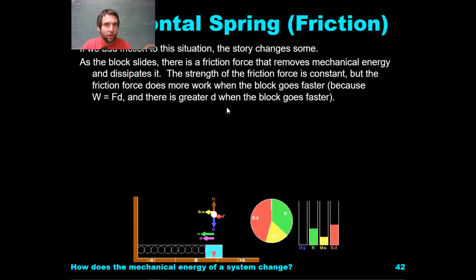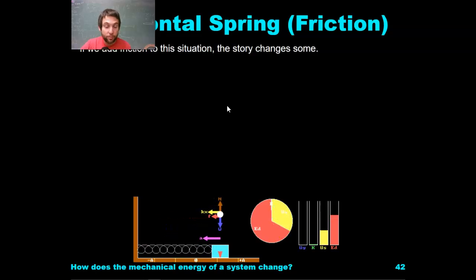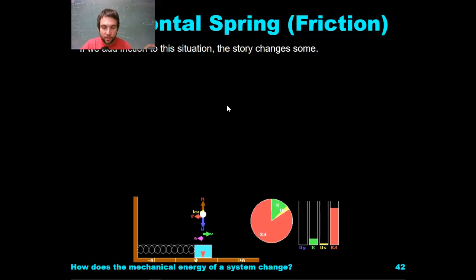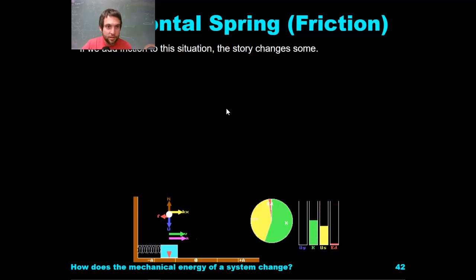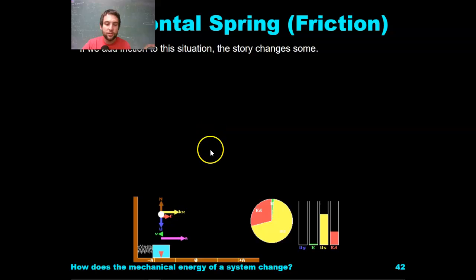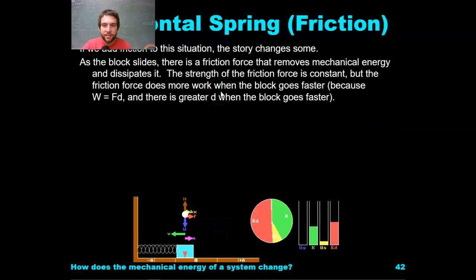By now, I'm hoping you can already predict what's going to happen to the total mechanical energy. It should be decreasing because friction is doing negative work to slow it down. This is a damped oscillation situation, remember? There's an external force acting on it, so it's slowing it down. As the block slides, friction is removing mechanical energy and dissipating it.